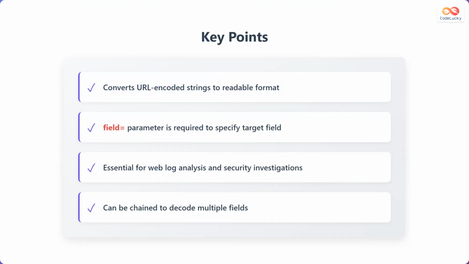Let's summarize the key points about the URL-decode command. It converts URL-encoded strings to readable format, making data analysis much easier. The field parameter is required and specifies which field contains the encoded data. This command is essential for weblog analysis and security investigations where encoded URLs are common. Finally, you can chain multiple URL-decode commands to process several encoded fields in your dataset.